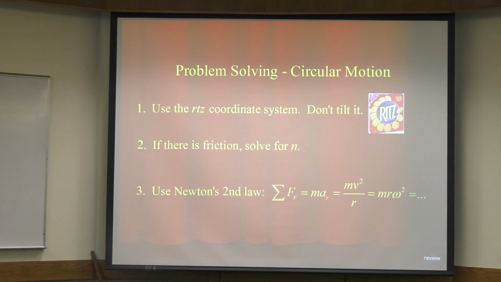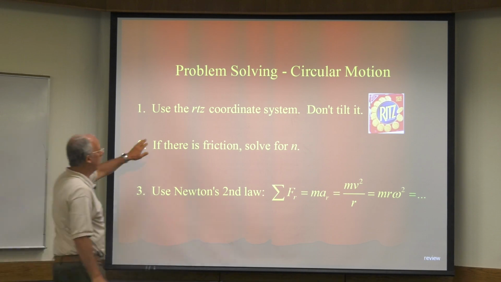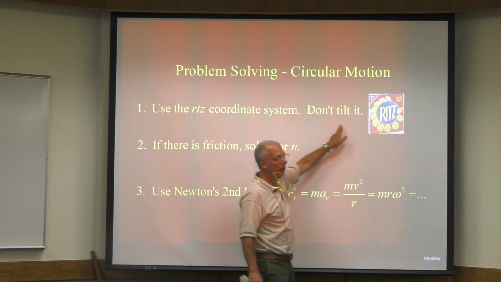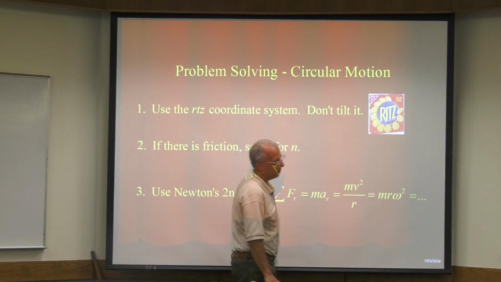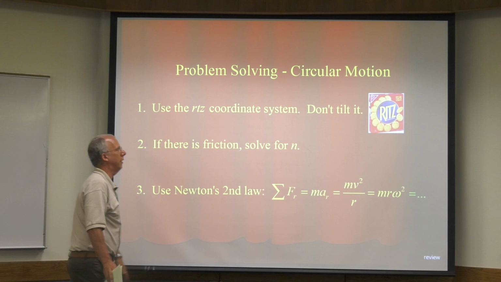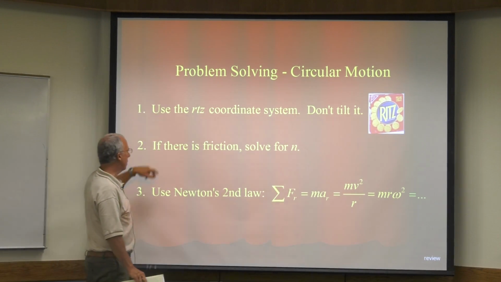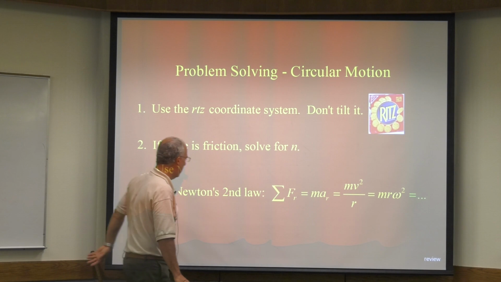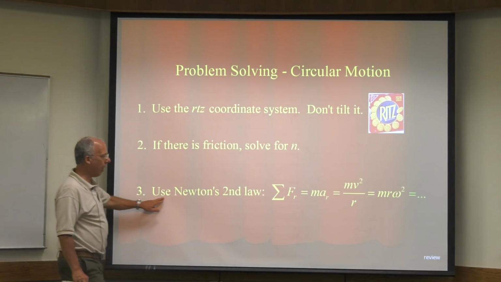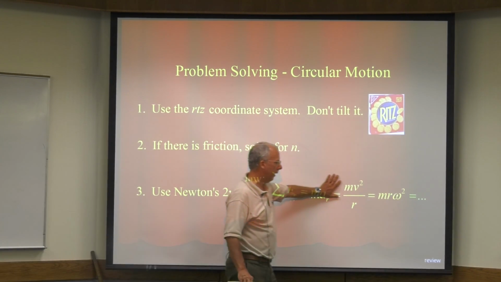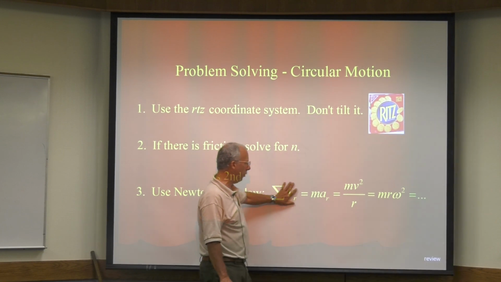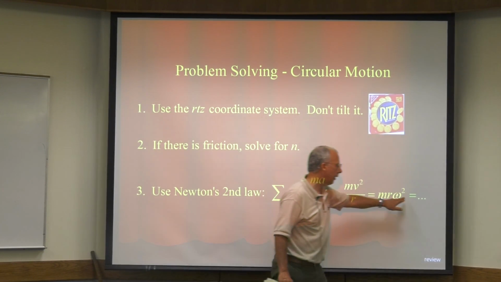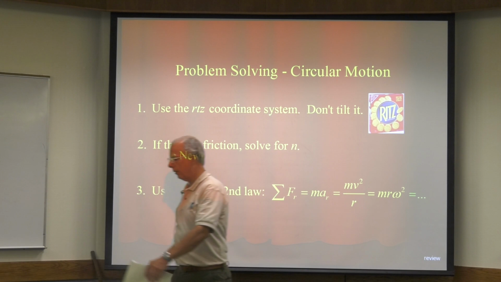Whenever you do a circular motion problem with forces, it's much easier if you use this r-theta-z coordinate system. And you notice we never tilted it. Don't tilt the coordinate system. It's going to make it harder on you. So just use this coordinate system. Again, there's nothing new here. If there's friction, solve for N, and use Newton's second law. This is always true right here. So you just write whatever part you need, but then you have to figure out what the radial forces are.